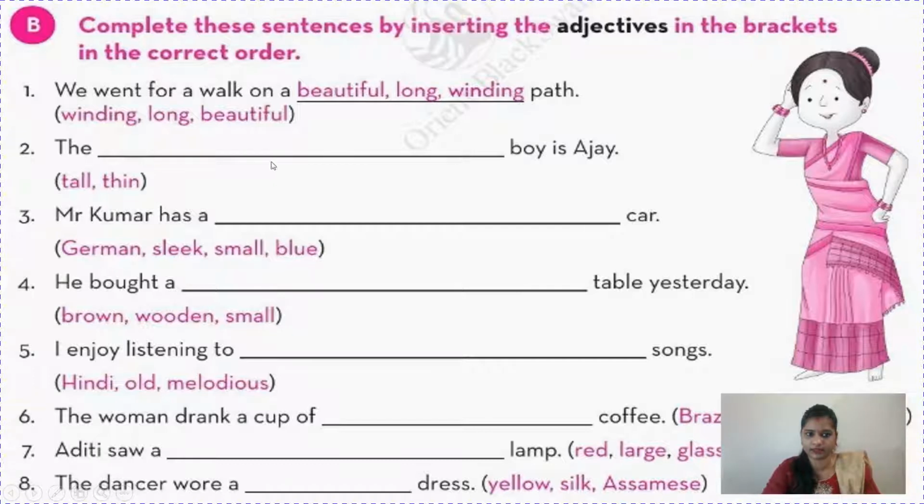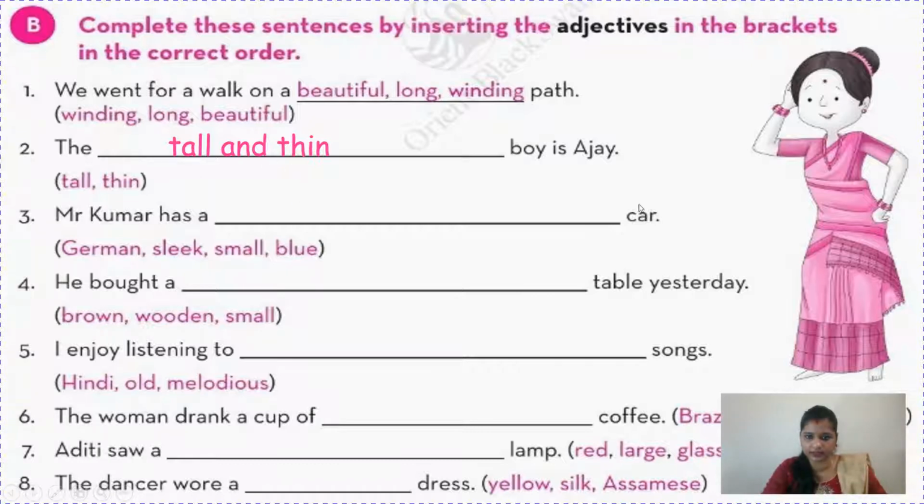Now next is the dash boy is Ajay. So its options are tall and thin. So tall and thin, children. Fine. So tall is showing you physical quality and thin is your size. So we should write here tall and thin. Oh sorry, first is size. So size is tall and then physical quality is thin.